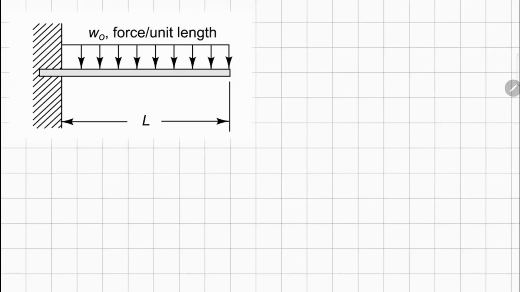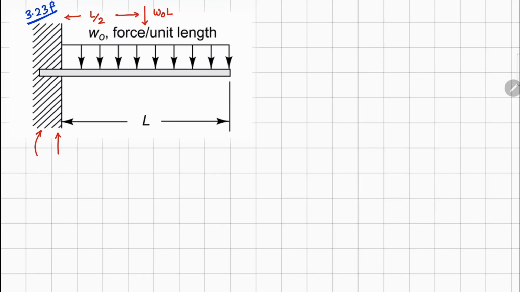This one is 3.23 part F. Here we have a cantilevered beam which has this uniformly distributed load. In terms of reaction, at this point we are going to get a force reaction and a moment reaction. Now this uniform load can be replaced by a point load right at the middle, and the value of this force is going to be W naught L, and the distance from here is L by 2.